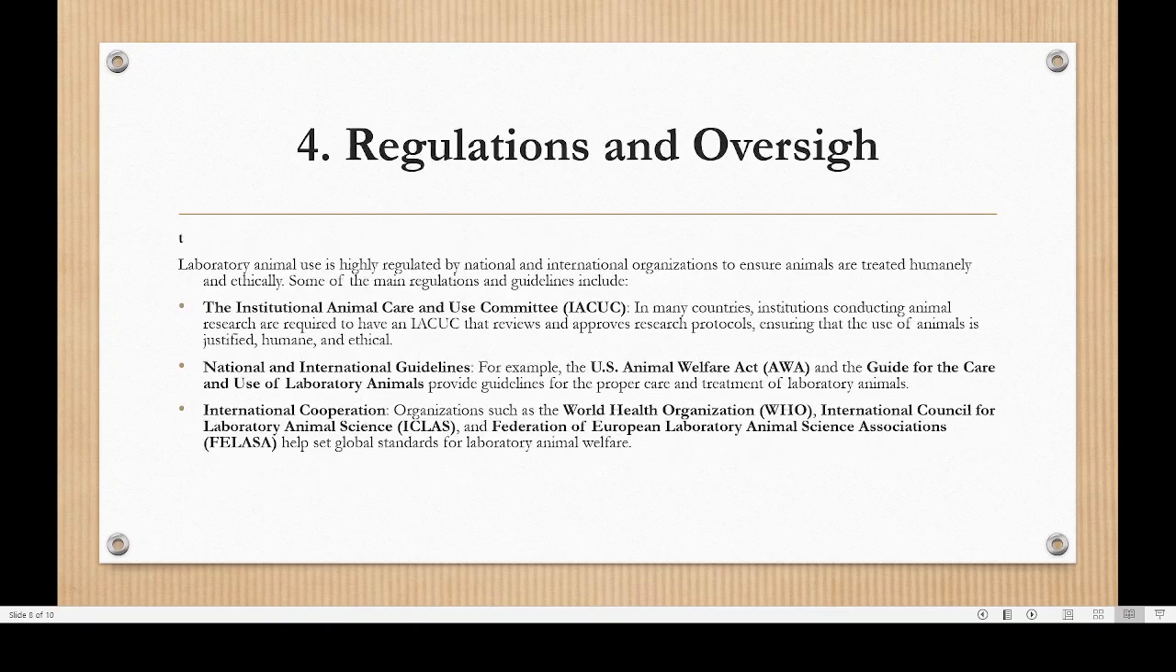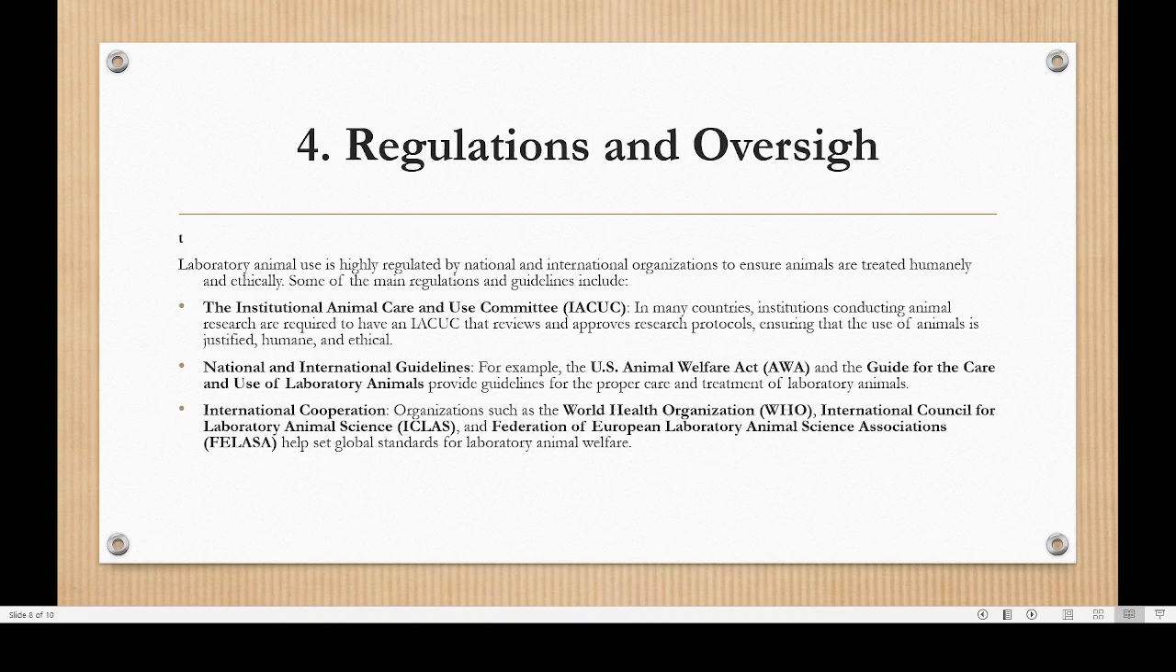Then regulations and oversight. Laboratory animal use is highly regulated by national and international organizations to ensure that animals are treated humanely. That is the most important. Animals are given proper care. They are not misused or mismanaged. So the institutional animal care and use committee, as I already told you, there should be one. The national and international guidelines are already mentioned in the previous slide.